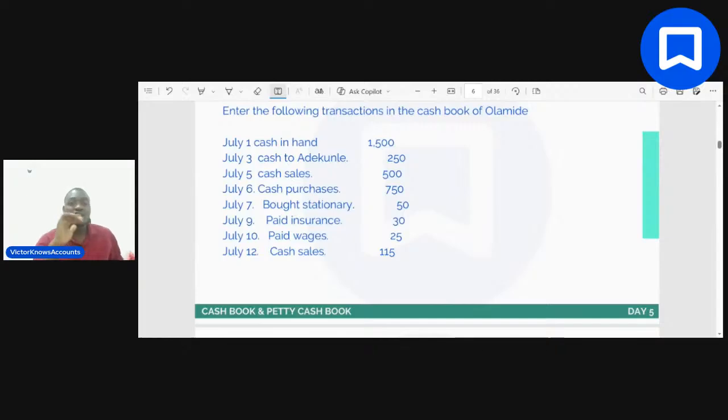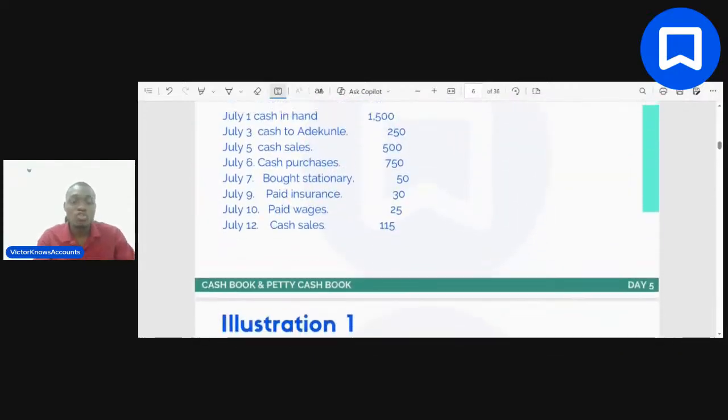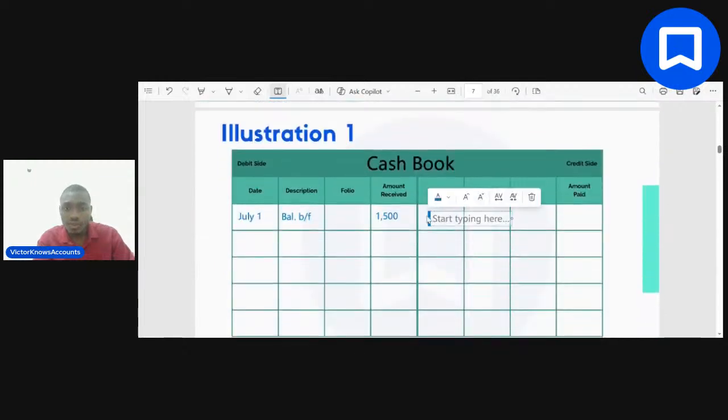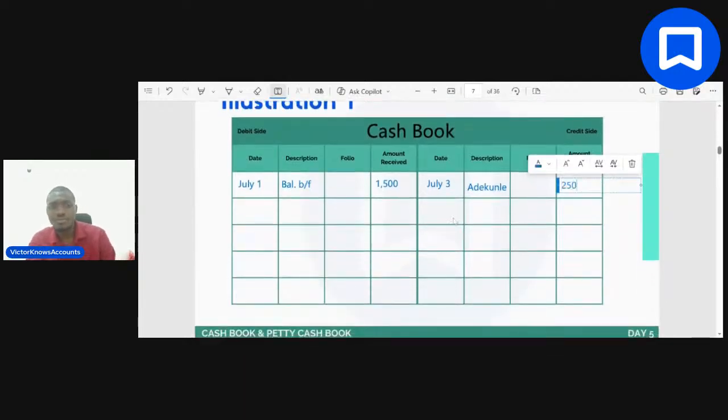July 3, cash to Adekunle. So it means we paid cash to Adekunle. Alright, so we come here, since it is a payment, you are crediting your cash book. So you say July 3. Who are you paying to? You paid to Adekunle. How much did you pay to Adekunle? We paid 250. Is that fine?